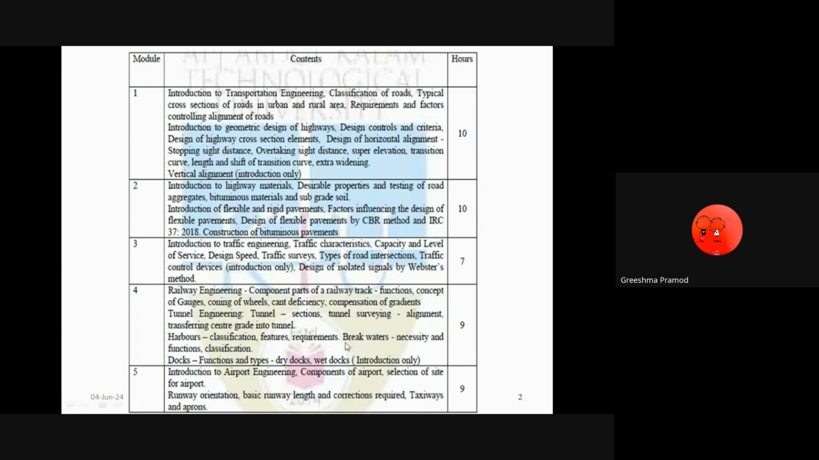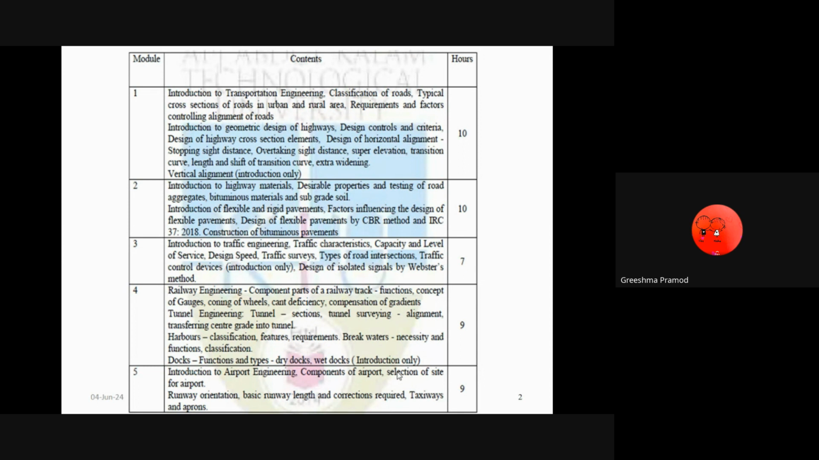And in module 5, in airport engineering, the component parts of an airport are important. Then the selection of site, what are the factors considered in the selection of the site of an airport. Then in runway orientation, you need to mention the windrose diagram. You have type 1, type 2. Then the basic runway length and corrections. Based on the corrections, we have the problem also. And then taxiways and aprons, so that is also important.